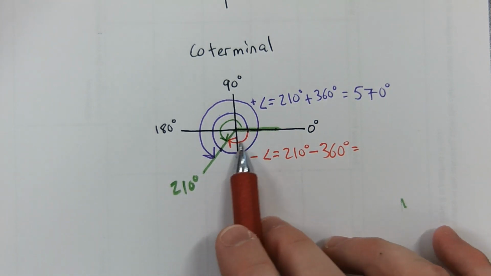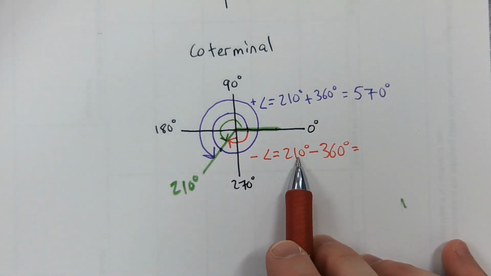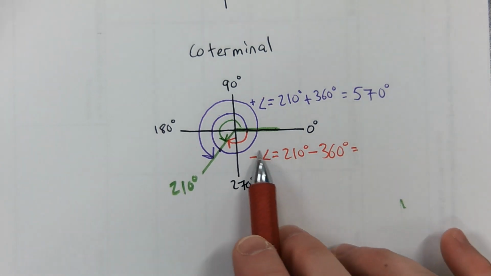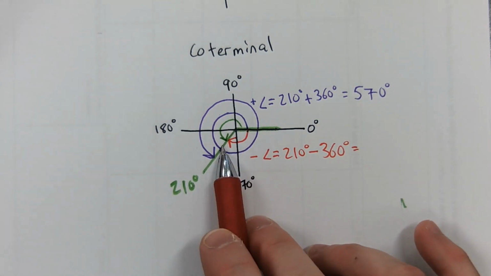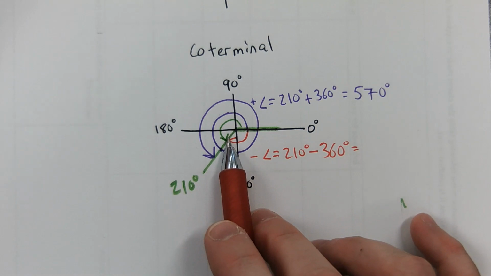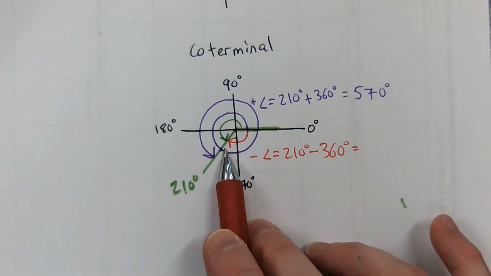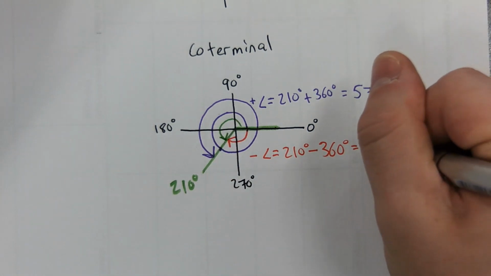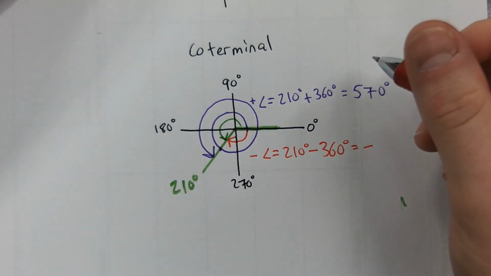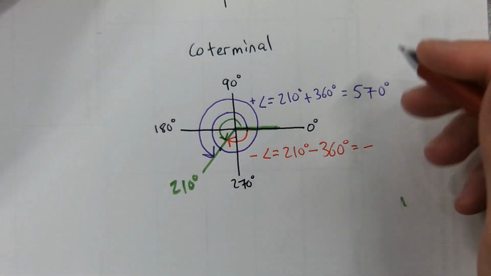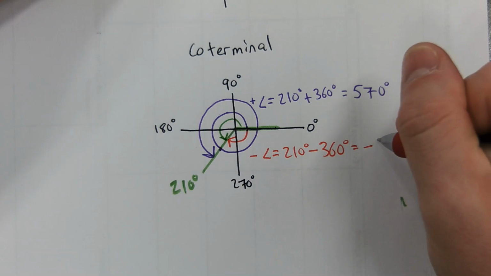I'm aware this tiny red line did not start at positive 210 degrees. I know that, but its value can be computed by saying, go the green trip, then turn a whole negative circle, and that's going to give me a negative, I don't know, I can't do basic maths. What is it, negative 150 degrees.